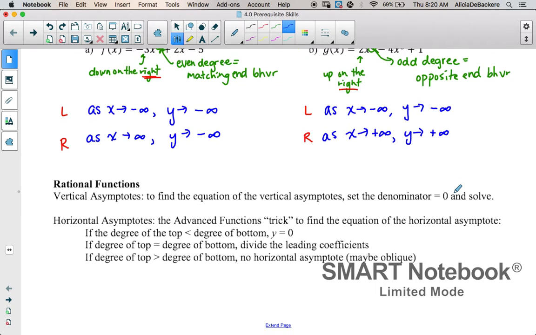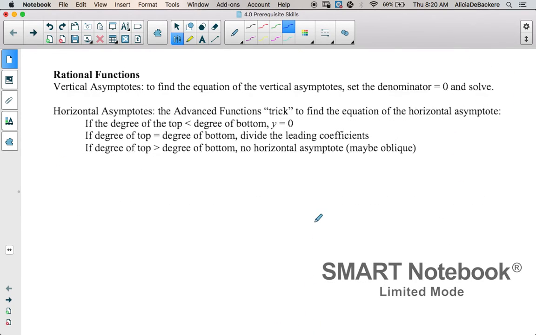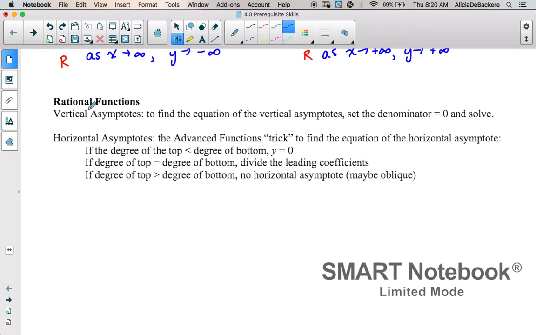All right, and then the last thing I want to talk about, we're going to also look at the graphs of rational functions in this chapter. So rational functions have vertical and horizontal asymptotes that I need to think about, and sometimes even oblique, and we're going to look at that a little more carefully in calculus. So vertical asymptotes, to find the equation, we just set the denominator equal to 0 and solve.